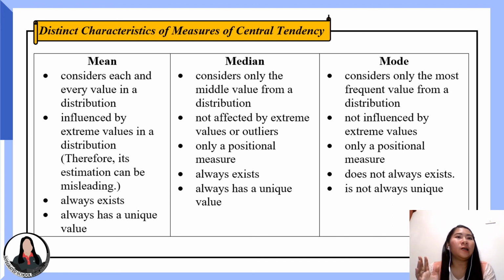Next, mean always exists. Okay? Always remember that. Laging may mean sa lahat ng distribution. Ganon din naman ang median. Lagi ding may middlemost value sa isang distribution. However, kapag dating kay mode, hindi sa lahat ng pagkakataon merong mode ang isang distribution, right? Pwedeng there is no mode, okay? Ito ay mga pagkakataon kung saan iisang beses or pare-parehas lamang ang bilang ng beses na nag-appear ang isang value sa isang distribution, okay? Ang median and ang mode ay mga positional measure lamang, okay? They are only positional measures compared doon sa mean kasi ang mean ay hindi.